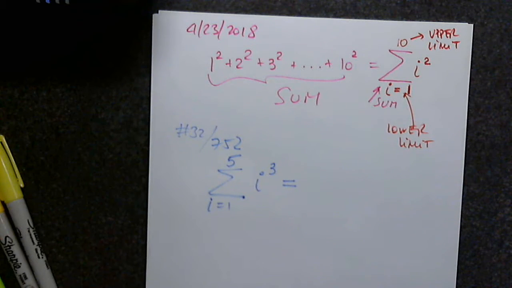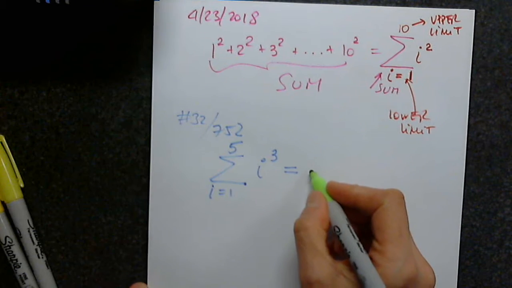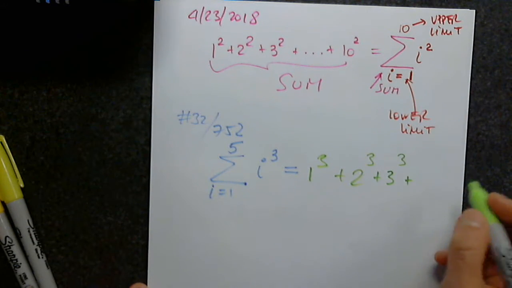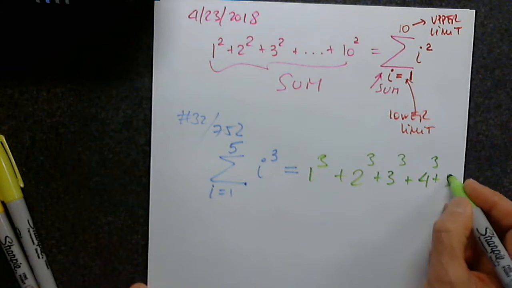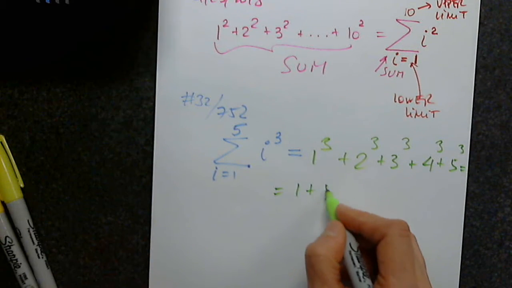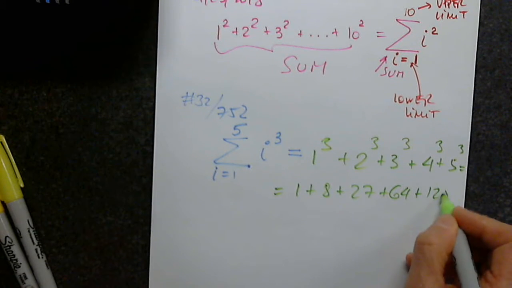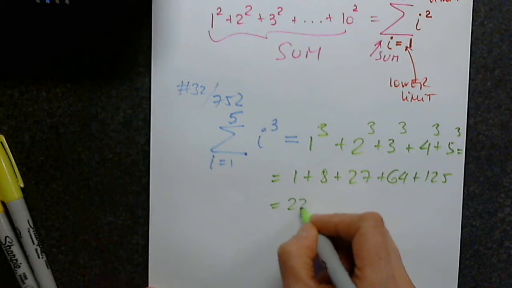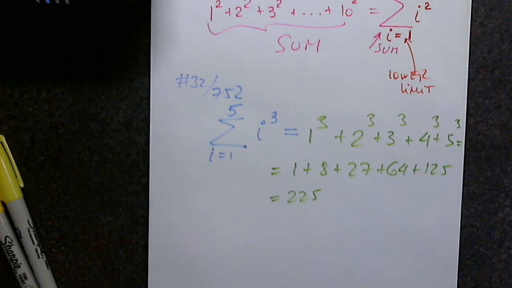Can anyone give us what does this represent? First, let's take a look. What does it represent? How will I write it? 1 cube plus 2 cubes plus 3 cubes plus 4 cubes plus 5 cubes. So it's 1 plus 8 plus 27 plus 64 plus 125. How much? 225. Anyone can confirm? 225? Yep. Very good.